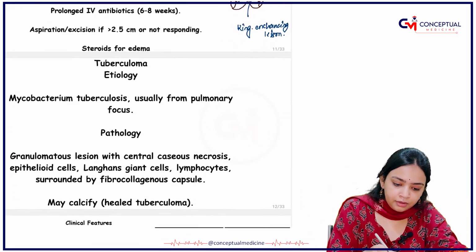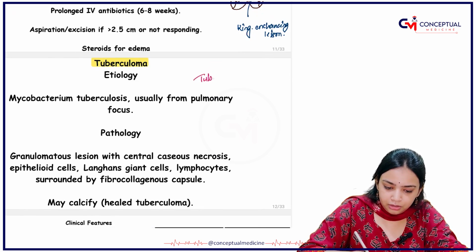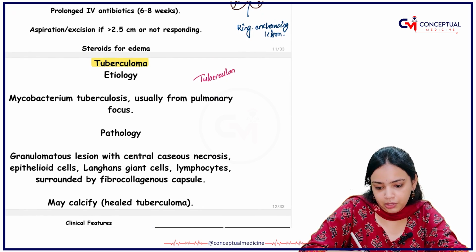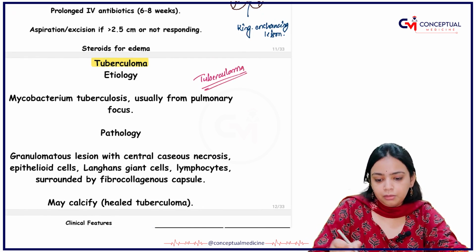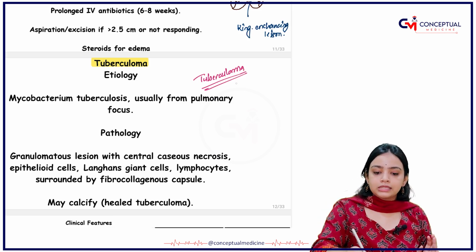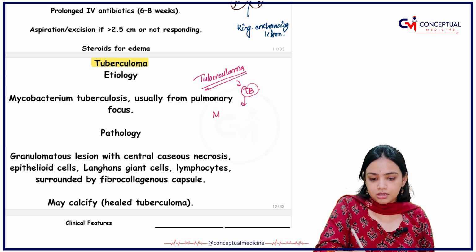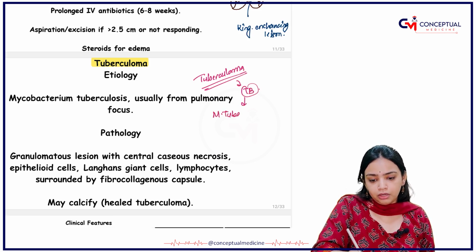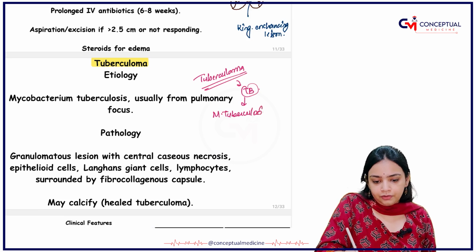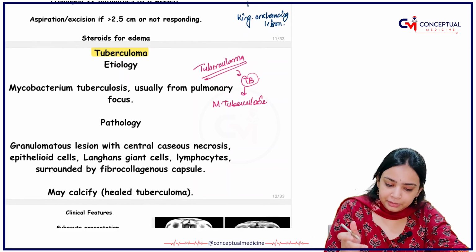Next that you have is the tuberculoma. Okay. In the tuberculoma, what you need to know? The name is suggesting tuberculoma, so it is something related to your tuberculosis. What causes tuberculosis is your Mycobacterium tuberculosis. Right. And they are mainly from the pulmonary foci.